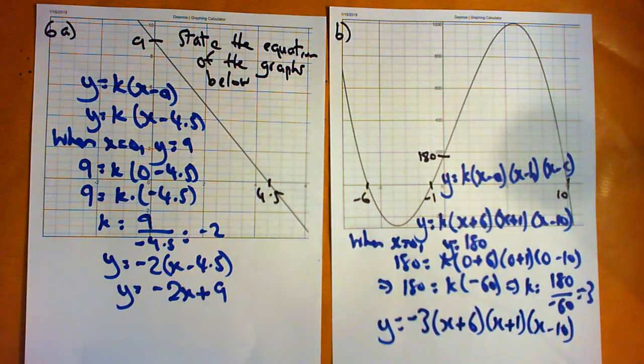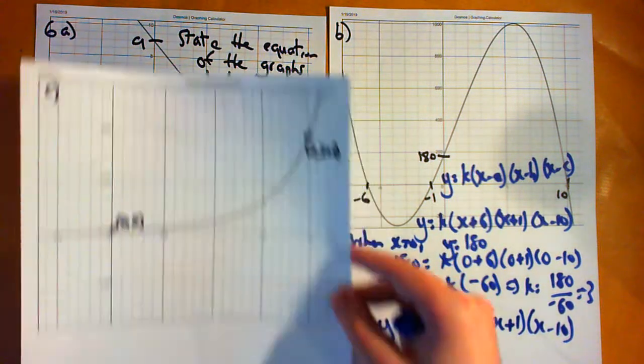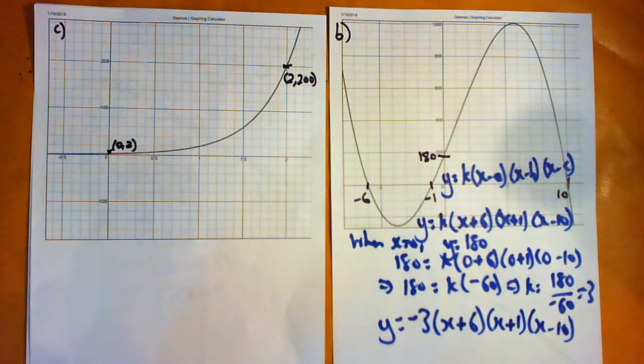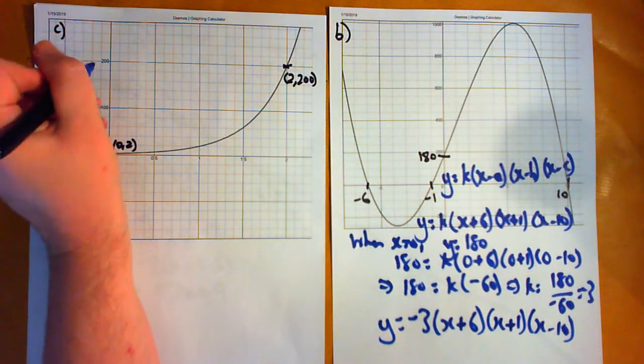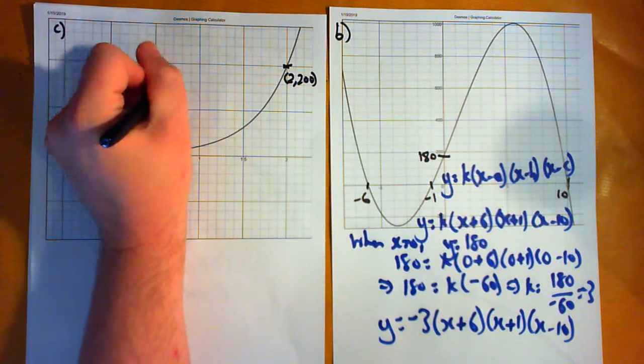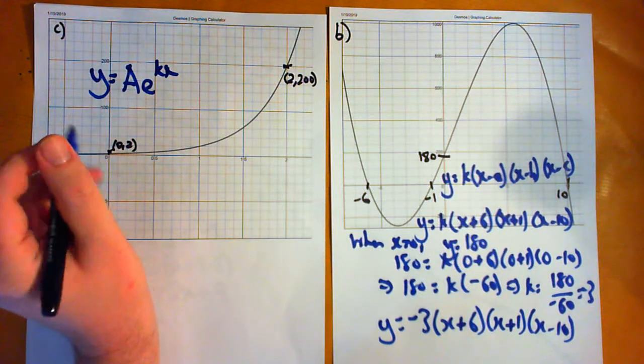Okay, so the third graph that we have here, question C, is an exponential growth curve, which goes through the points (0, 2) and (2, 200). So what's the form of an exponential growth? That is y equals a e to the kx. And we have 2 points that it goes through.